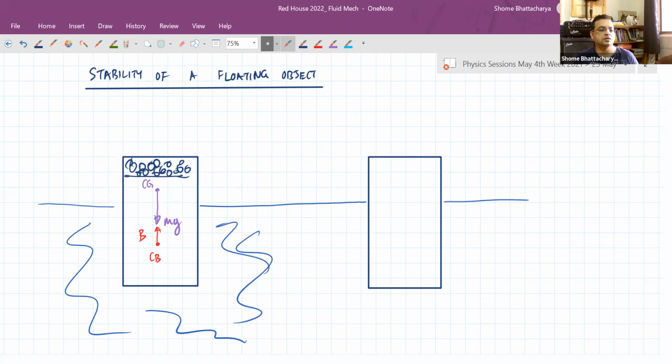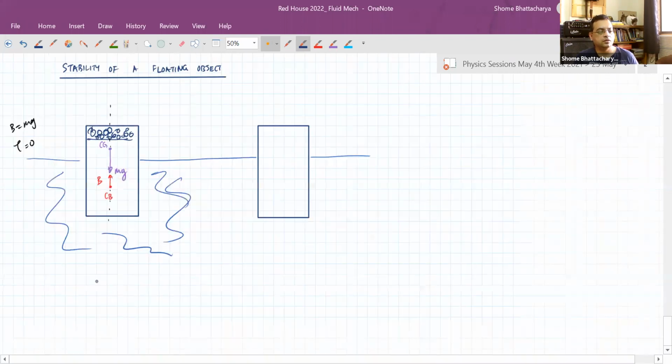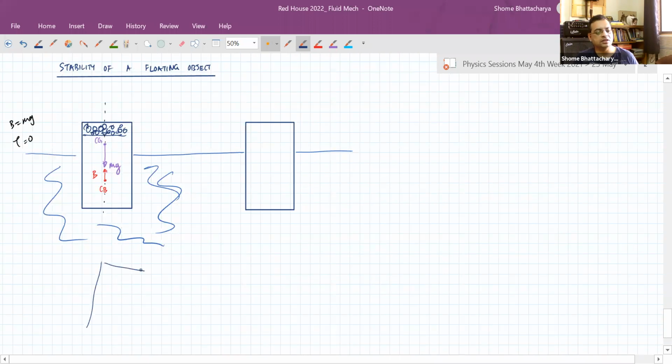Okay, so this is in the normal floating condition, the vertical line. So we have buoyant force equal to mg, and the net torque about the center of mass or center of gravity or whatever is 0. But if this now tends to tilt like this, what will happen? The moment this kind of thing tilts like this, you will see that the buoyant force is acting through this point, and the center of gravity is here.